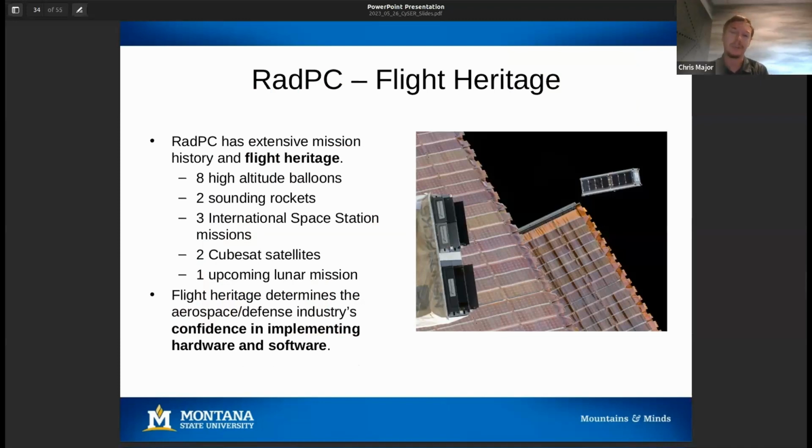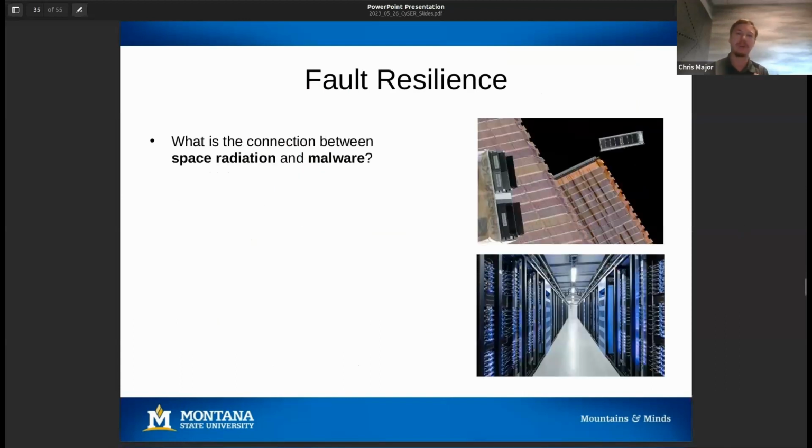And one thing that the aerospace industry loves as much as the defense industry is flight heritage, which is your confidence in implementing the hardware and software onto many missions. So the more it's been used, the more these industries like this technology, because they know that the probability of it working again is pretty high. But let's wrap this back around for a second. What is the connection between space radiation and malware?